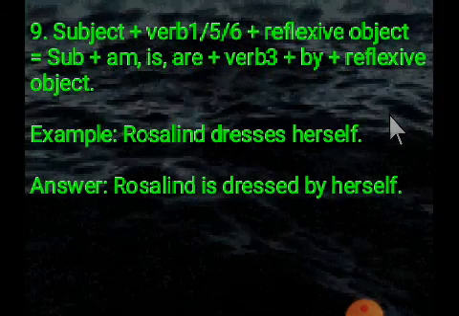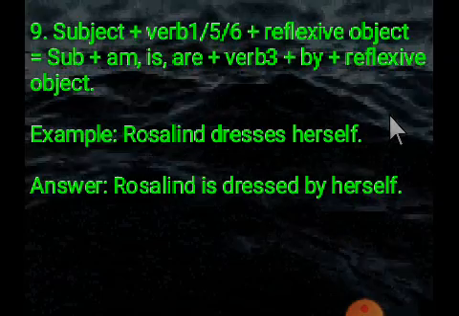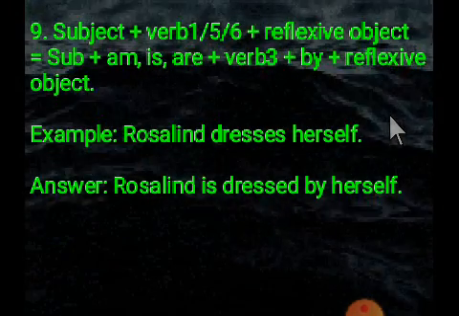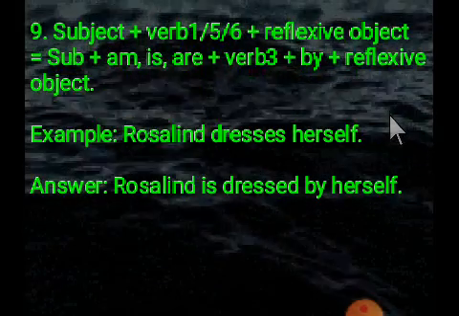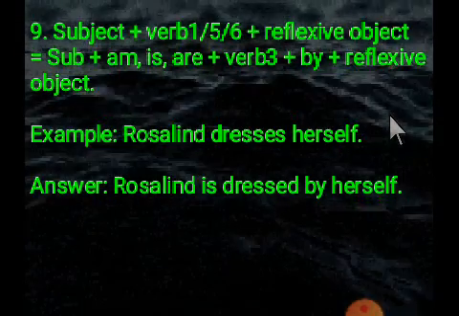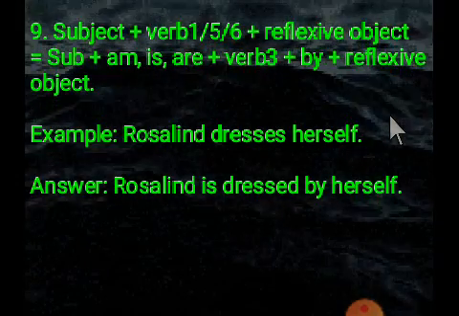Subject plus verb 1, 5 or 6 plus reflexive object equal to subject plus am, is, are plus verb 3 plus by plus reflexive object. Example: Rosalind dresses herself. Rosalind is dressed by herself.